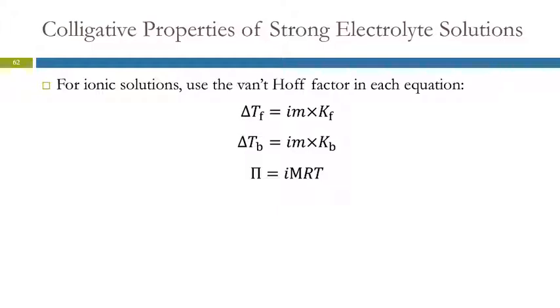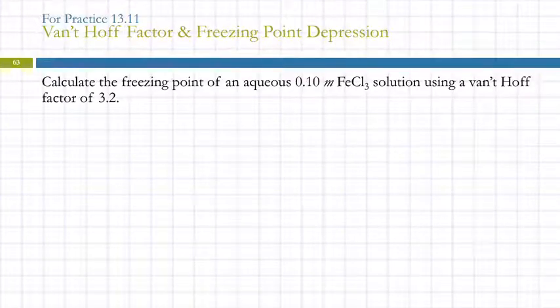You would get the i factor. The question may say, assume an ideal Van 't Hoff factor. Then you look at the chemical formula and figure out how many ions are in 1 formula unit of that. That's the Van 't Hoff factor. Or it may give you an actual Van 't Hoff factor, and then you just stick it in there. Those factors don't have units. So let's do an example.